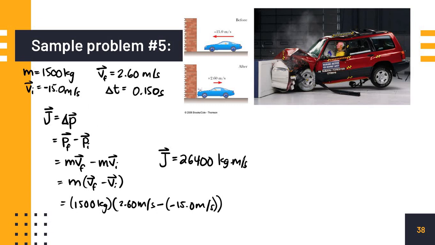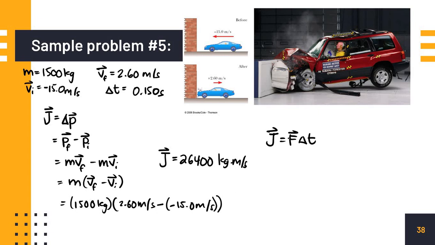Alright, so that is still kilogram meters per second. Now, the second thing that the problem wanted us to look for is the magnitude of the net force. So if we're trying to look for the magnitude of the net force, then we can assume that it is a constant force because it's a net force. Alright, so using the formula that we had earlier, J is equal to F delta T.